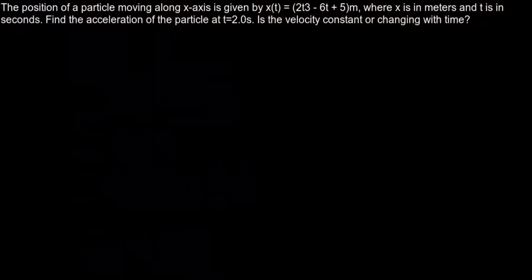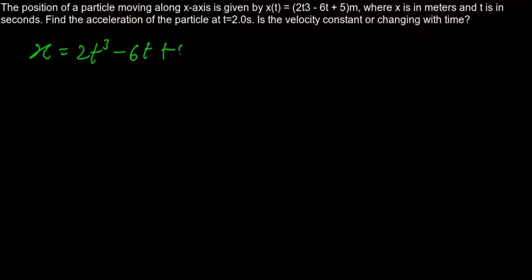Next question. The position of a particle moving along the x-axis is given by x equal to 2t cubed minus 6t plus 5, where x is in meters and t is in seconds. Find the acceleration of the particle at t equal to 2 seconds. What's acceleration? Remember, I will differentiate twice. That's d squared x over dt squared.